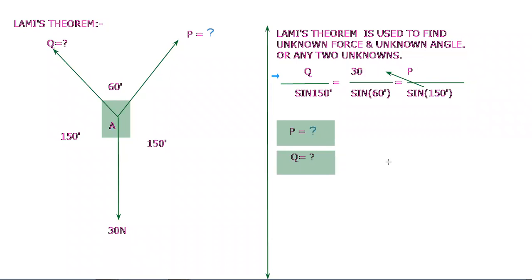So now from this simple numerical, we get to know how we can find the two unknowns, either two forces such as the force P and force Q, or two angles. Let's consider one more numerical on the Lamy's theorem. If three forces are given, you try to solve that numerical.